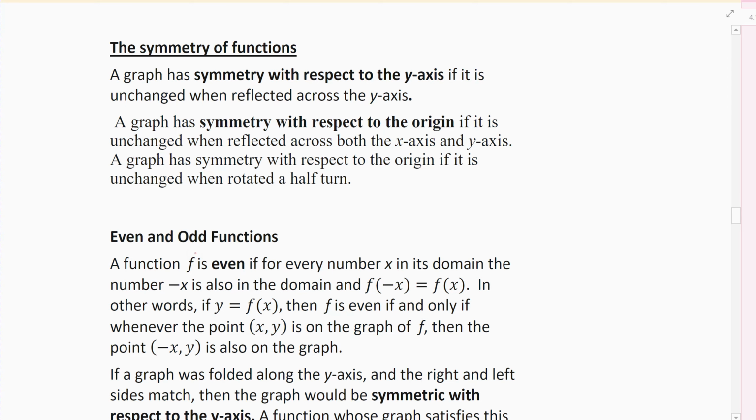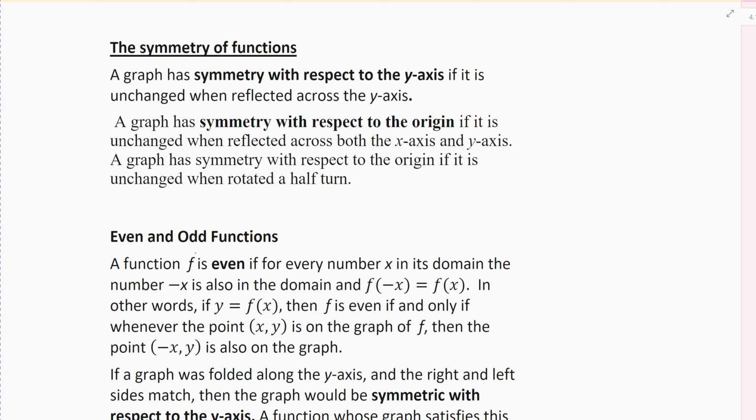The next thing we're going to talk about is symmetry of function. Symmetry is important to understand, especially when you're going to graph it. It actually helps you do things faster if you know the symmetry of a function. It helps you find the shape of the graph a little better, and if it has matching extrema.